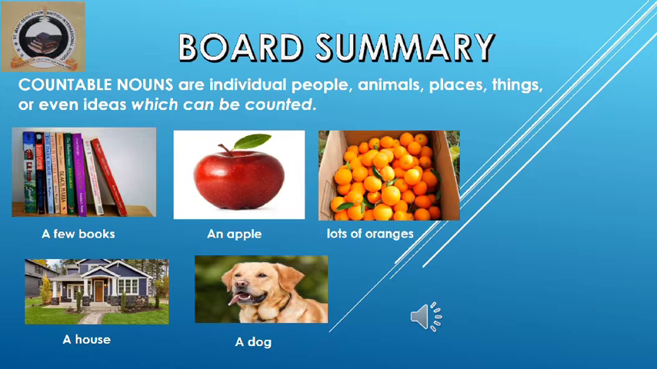We have a few books. Let's try to count the number of books we have in that shelf. We have 1, 2, 3, 4, 5, 6, 7, 8, and 9. We have 9 books in that shelf. We have an apple, lots of oranges, a house, a dog.